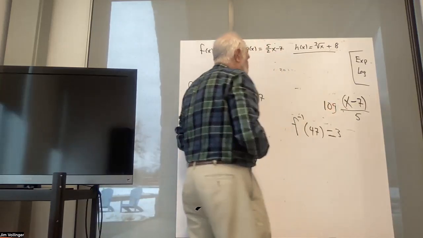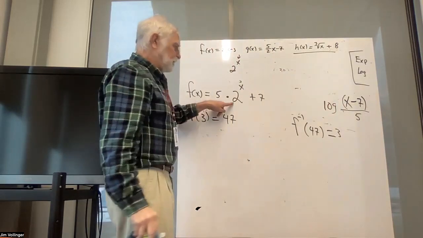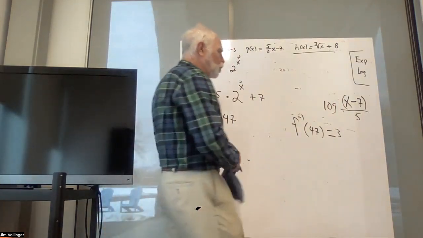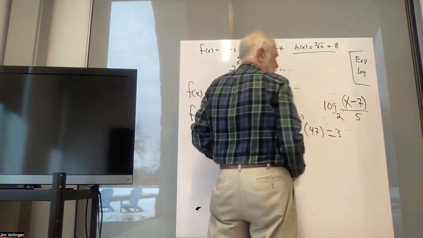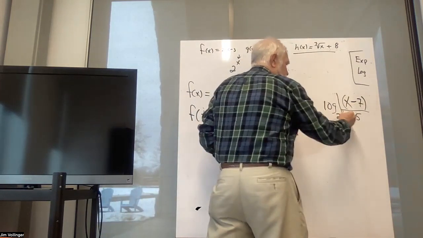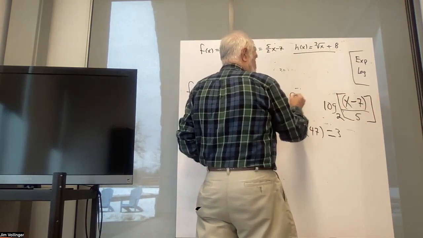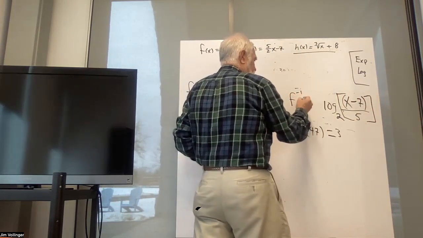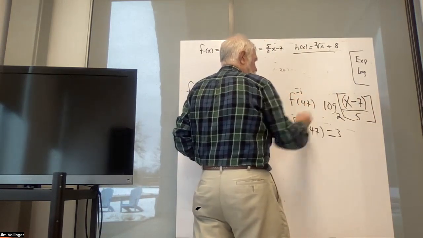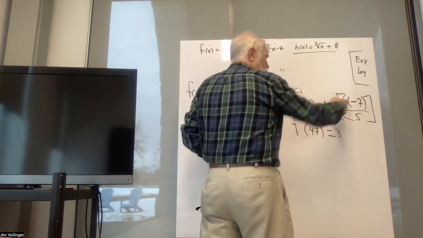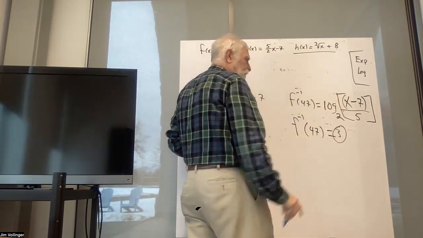And what should the base of our log be? I think there's a big clue right here: 2. And so this actually is the quantity, right? And we are going to see if it works. f minus 1 of 47. We're going to see if putting 47 in here comes out as a 3.